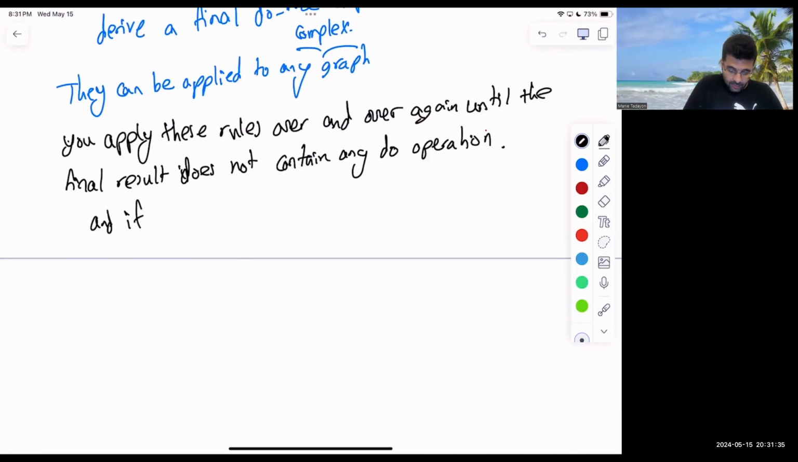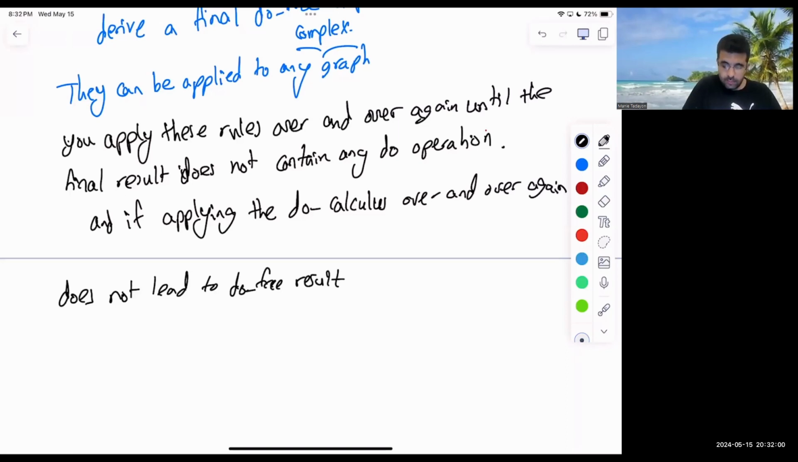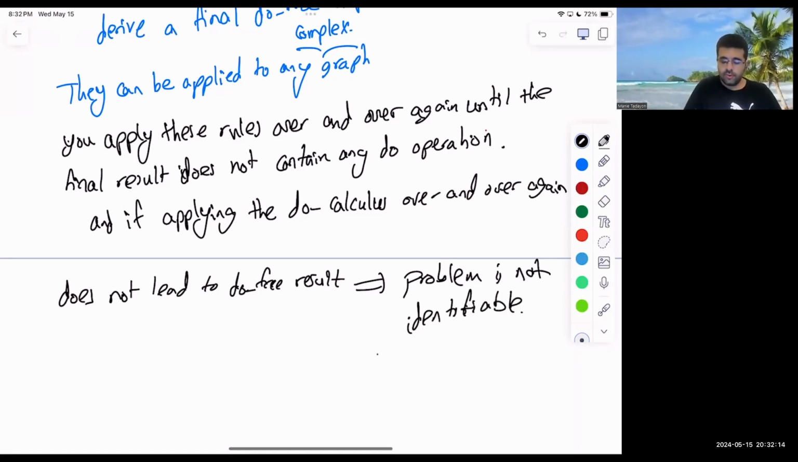And if applying the do calculus over and over again does not lead to a do-free result, this means that the problem is not identifiable, not sufficient information.